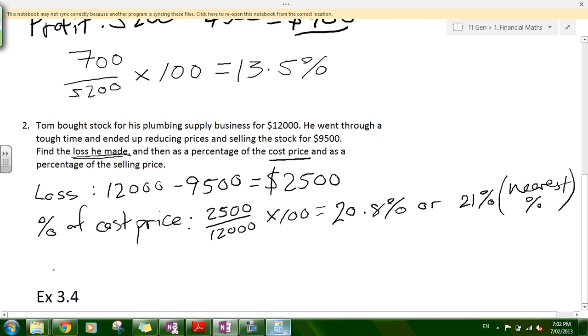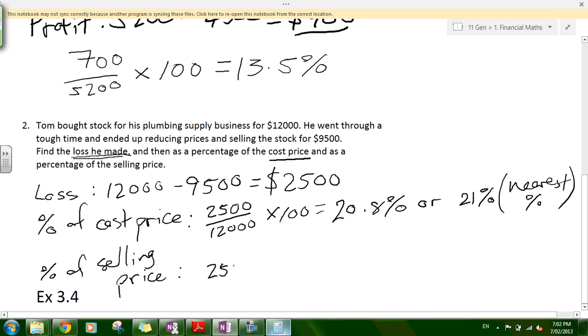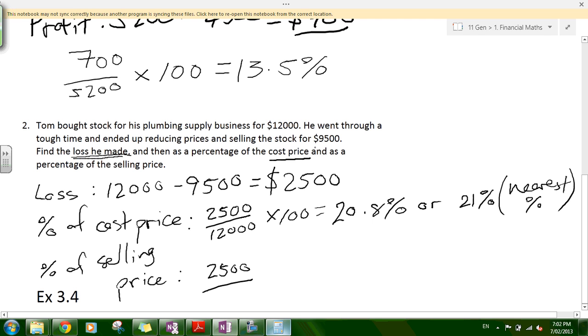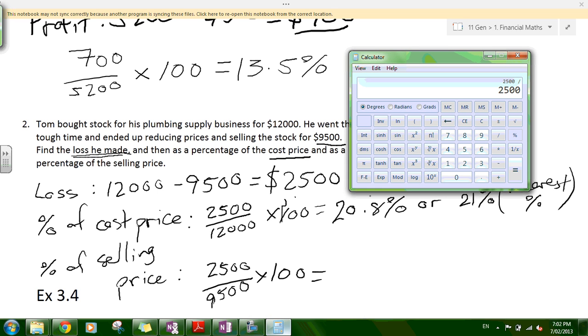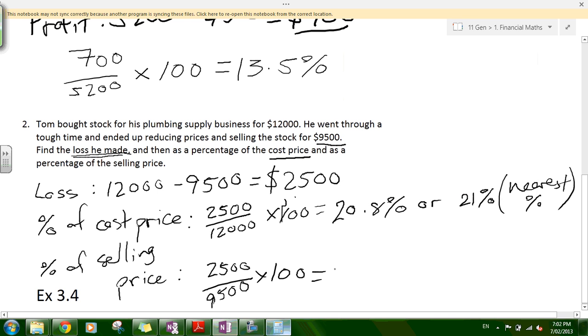Nearest whole number. And then the percentage of selling price. The loss is still the same, it's 2,500, but the selling price is 9,500. So we multiply by 100. That equals, on the calculator, 2,500 divided by 9,500 multiplied by 100, which equals 26.3%. Or 26% for the nearest percent.